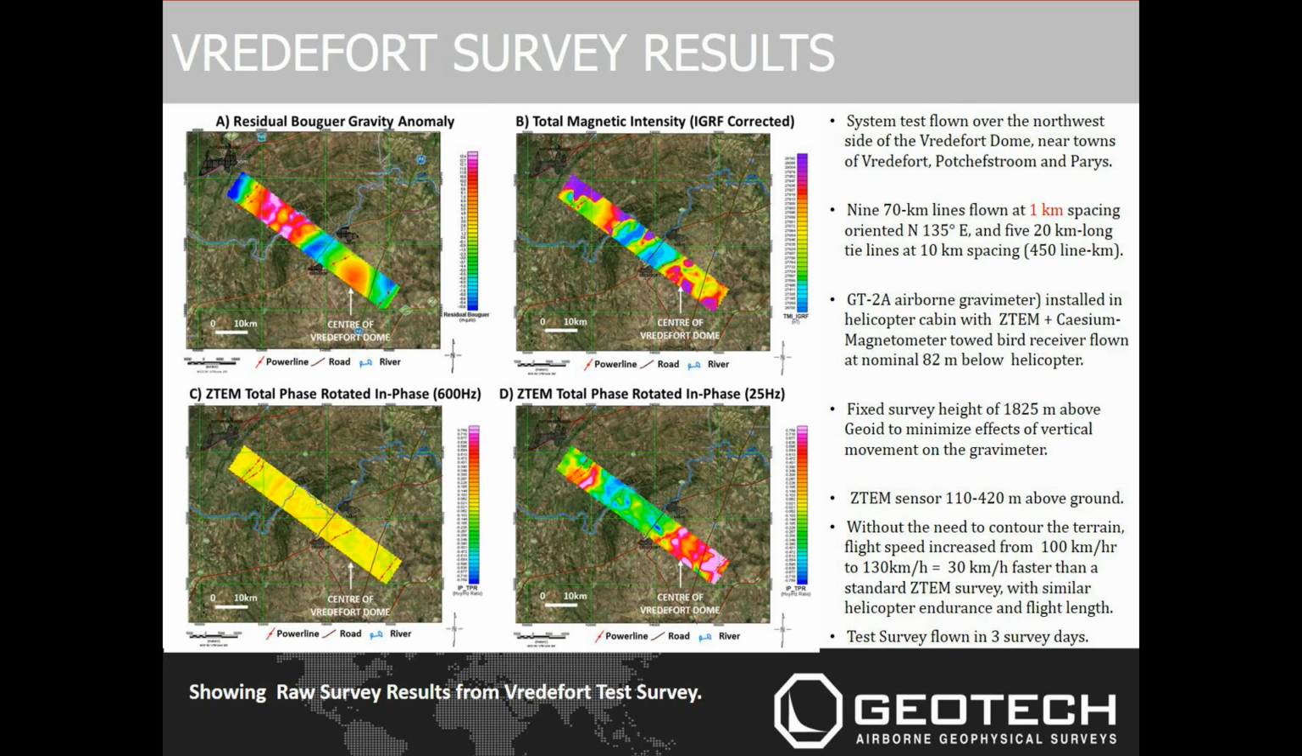The GT2A airborne gravimeter was installed in a helicopter, as I showed, with the ZTEM and cesium magnetometer towed bird, and that was flown 82 meters below the helicopter. We selected a fixed survey height above all terrain at 1825 meters above the geoid, and that minimized the effects of vertical movement on the gravimeter. The ZTEM sensor was thus flown between 110 and 420 meters above the ground. Without the need to contour the terrain, the survey speed was increased to 130 kilometers an hour, and we experienced similar helicopter endurance and flight length that we usually see with ZTEM surveys. We completed the test in 3 days.